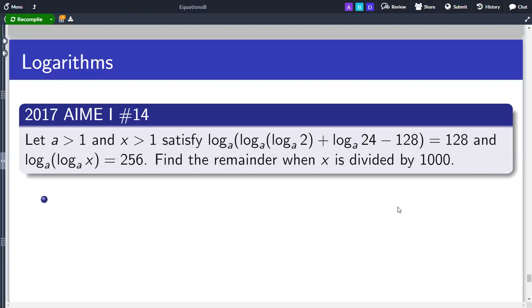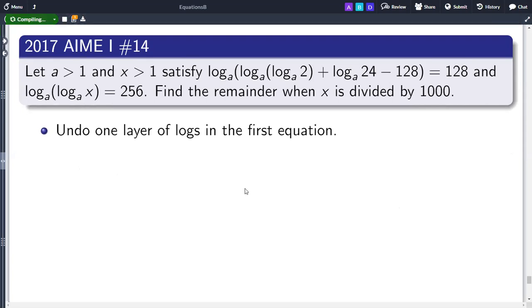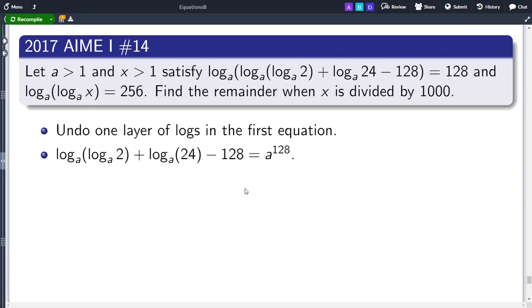Yep. Well, since everything on the left side is wrapped in a log a, let's just clean that up a little bit first. We'll undo one layer of logs in the first equation. That gives us this. Now, yep, we can clean it up a lot because there's a log 2a inside of the first term, but there is no log 2a anywhere else. So if we set a equals 2 to the power of b, we can clean up the double log. So let's set a equals 2 to the power of b.